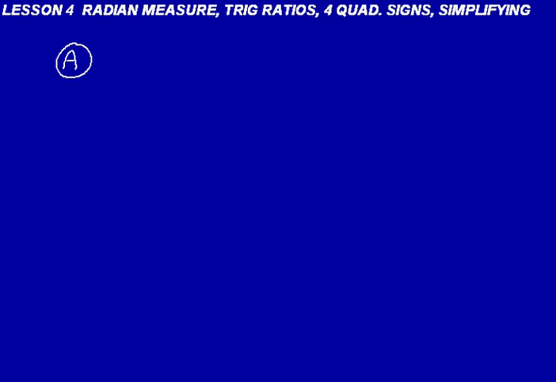Lesson 4 has 4 parts. The first part is on radian measure of angles, and let's just think about that. This should be a review for you. And if you had a circle, here's the center, and there's a radius for the circle.